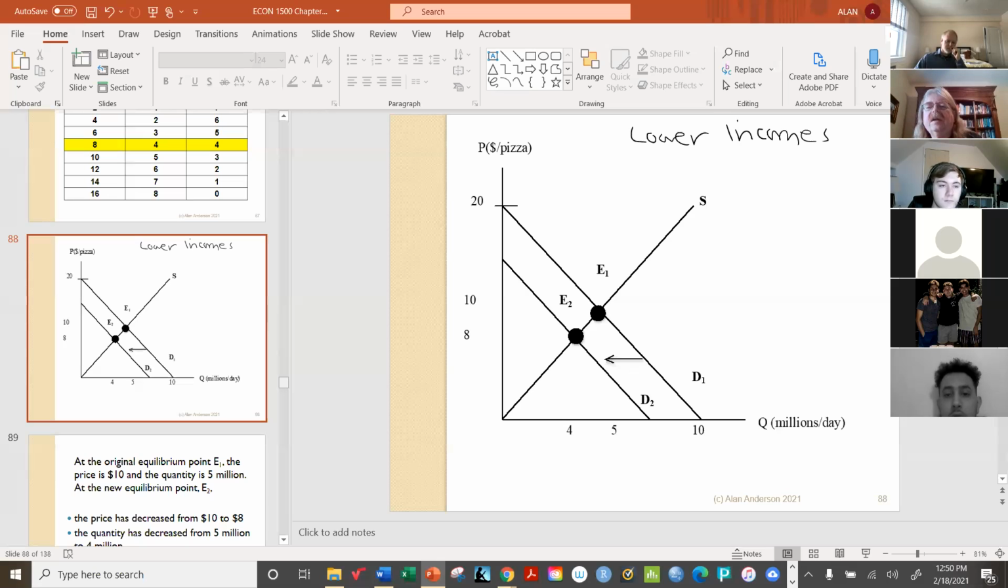All right. So here we go. We have lower incomes, which triggers a decrease in demand.